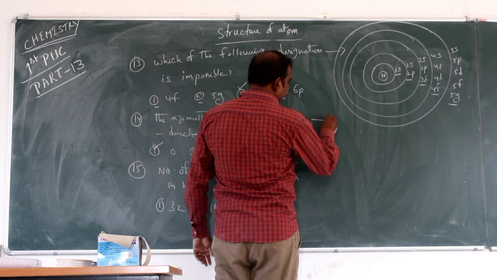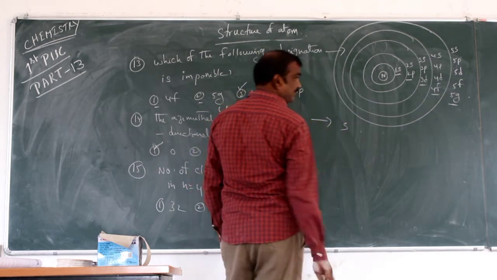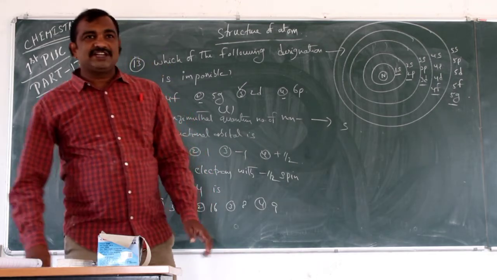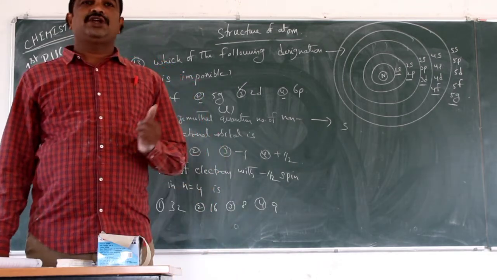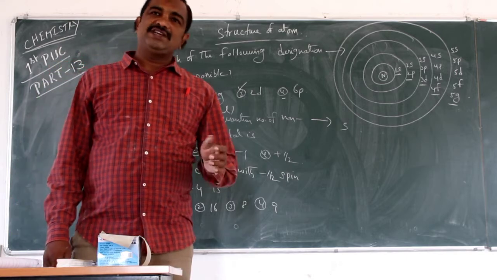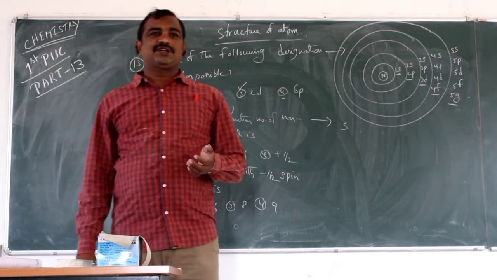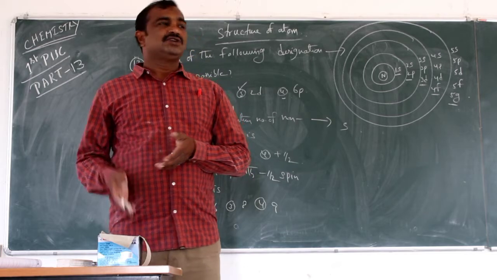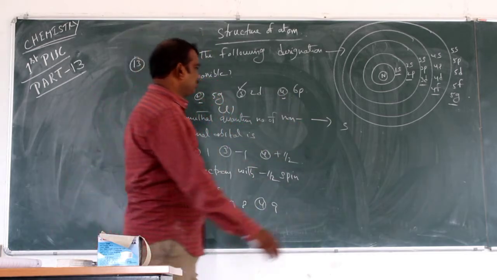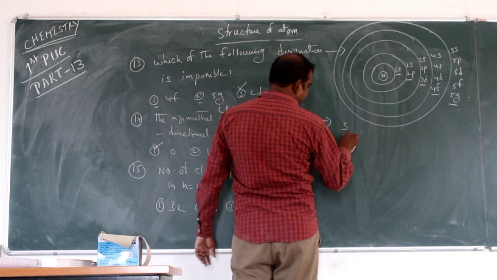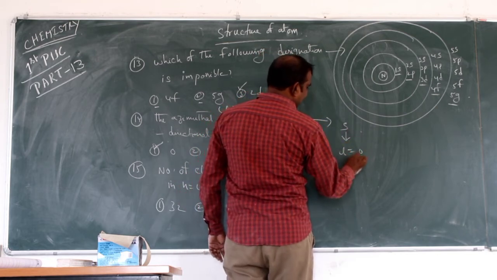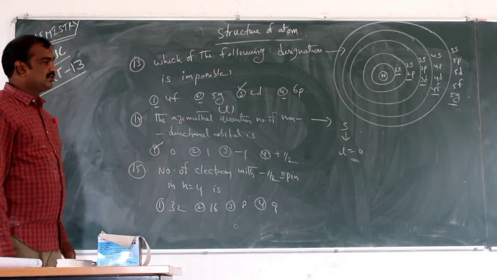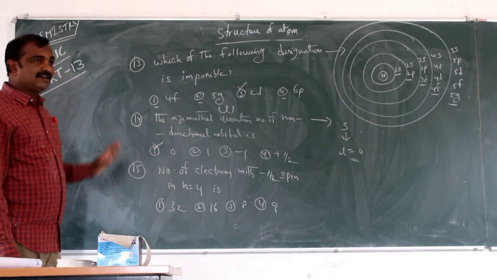See here, S has no direction. S is spherical in shape, but what is the direction? No direction. If you take P, a direction is there. P is dumbbell in shape and lies on the x-axis, y-axis, like that. So S has no direction, and for S the L value is 0. That is all he asked. So that is the 14th one.